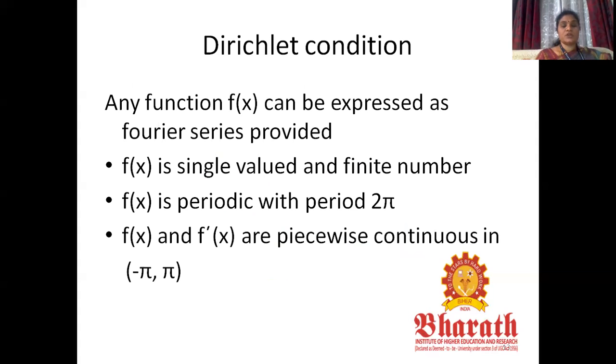Now we will see the meaning of Dirichlet's conditions. Any function f of x can be expressed as a Fourier series provided f of x is single valued and finite. Second, f of x is periodic with period 2 pi. Third, f of x and f dash of x are piecewise continuous in the interval minus pi to pi.